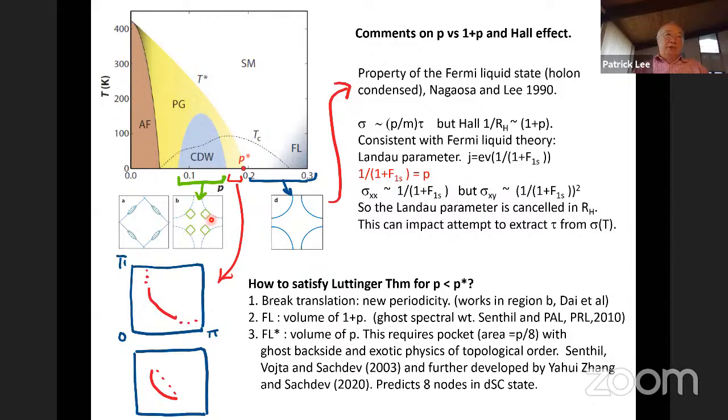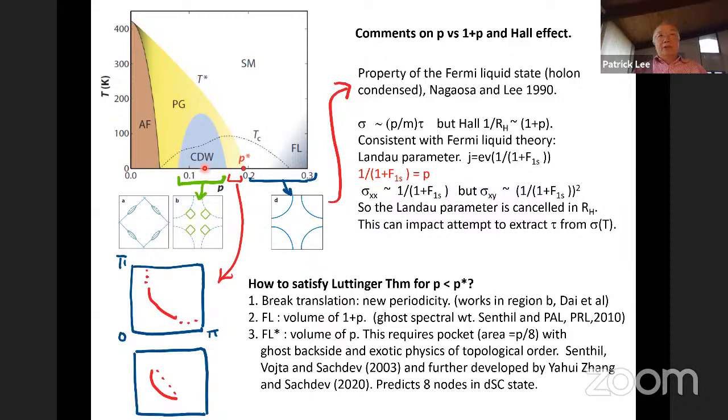So this is a general question: how to satisfy Luttinger's theorem in this region, P less than P star? I think there are three ways. The first is the easy way, the poor man's way, and that is to break translational symmetry, just like here. In this region, we break translational symmetry, we have a new period, and then we can use the Luttinger theorem in the reduced Brillouin zone. And then we can see whether we satisfy Luttinger theorem or not.